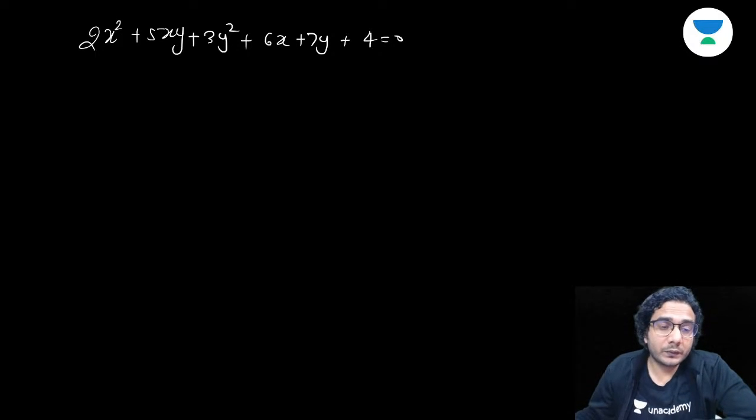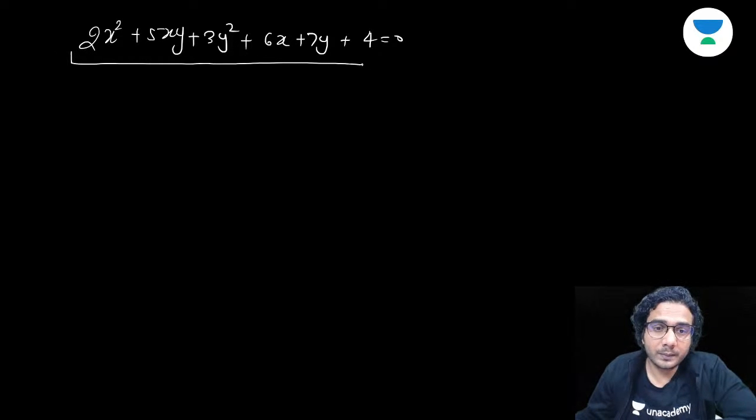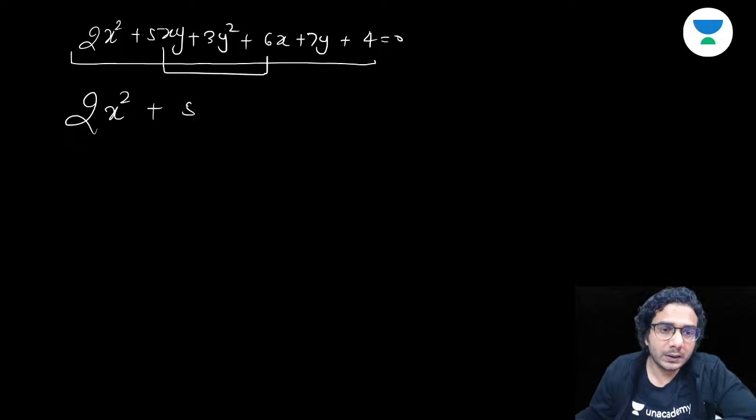Okay. So what we do to separate, if this equation represents a pair of straight lines, then we can first make a quadratic in x or y. So I'm making a quadratic in x: 2x square plus, now club these two terms of x, so 5y plus 6 into x, and the remaining terms as constant, 3y square plus.